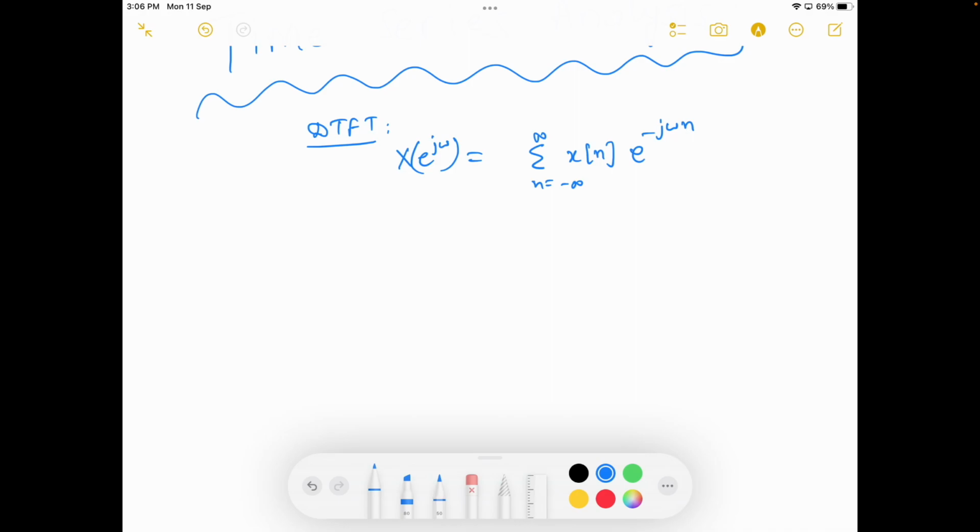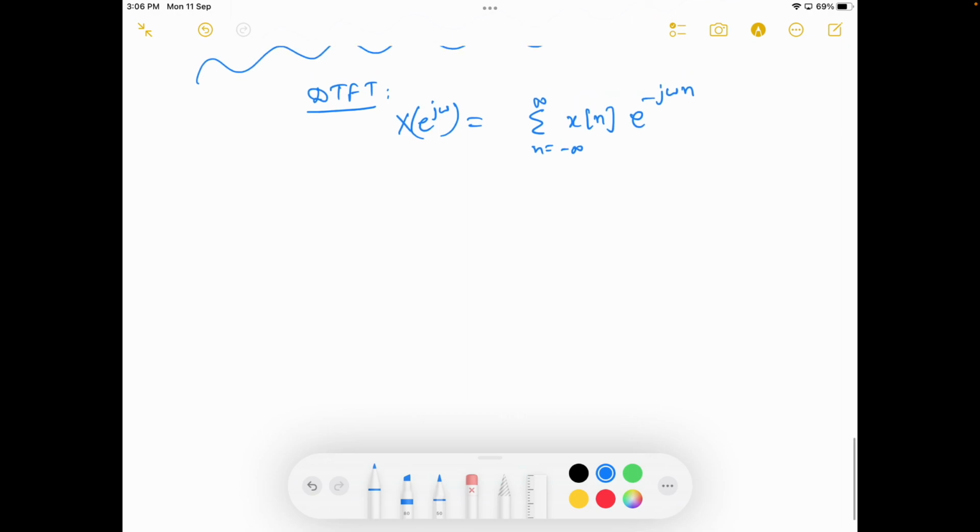So my x[n] is infinitely long and my Fourier transform is continuous, which means my x[n] is aperiodic, this is continuous. DFT is when you make this periodic, this becomes discrete. That is DFT. So DFT and DTFT have a very close relationship. So this is DTFT.